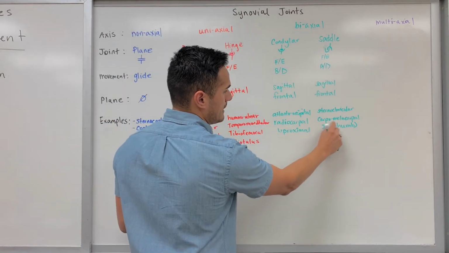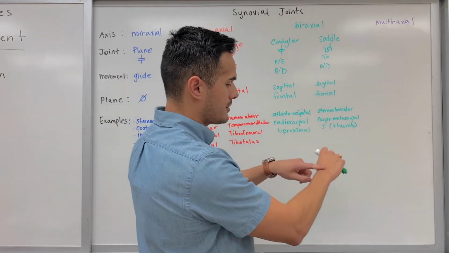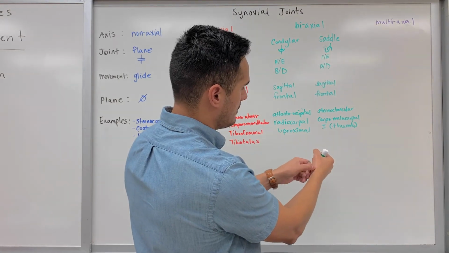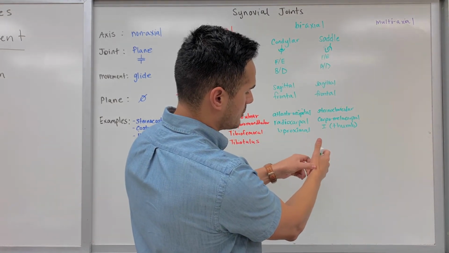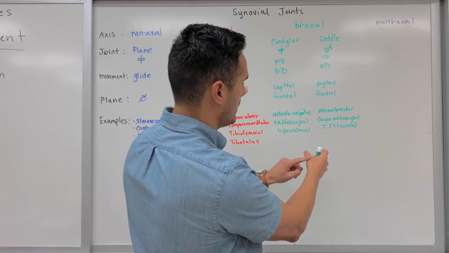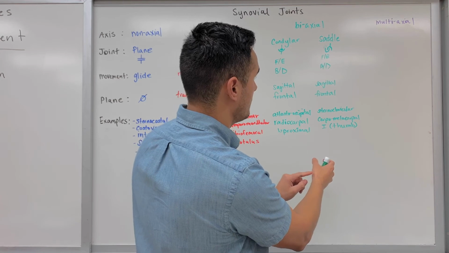Whenever you're looking at this name, just remember, the carpals are here, and then your metacarpals are there. So when we say the carpo-metacarpal joint, we're referring to this particular joint right here between the carpals and then the metacarpals. So that's a saddle joint.